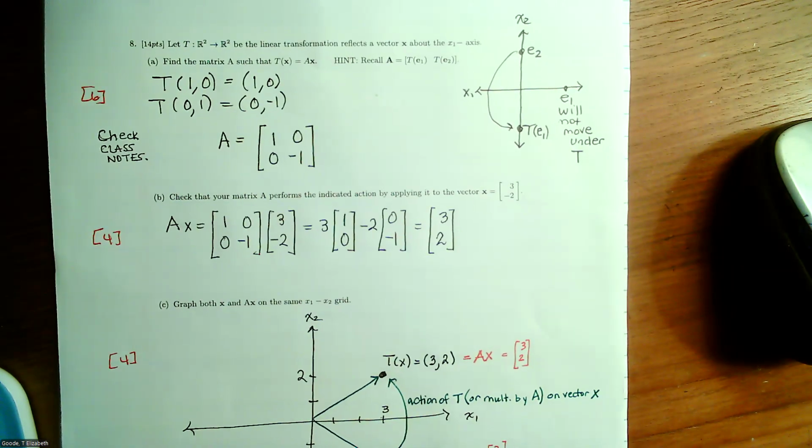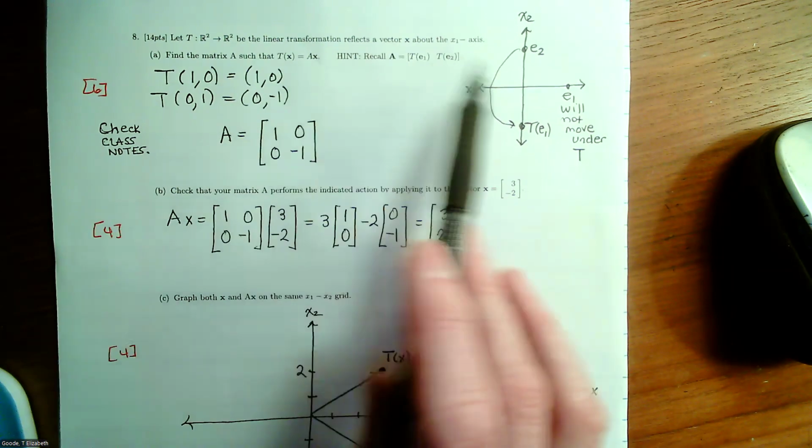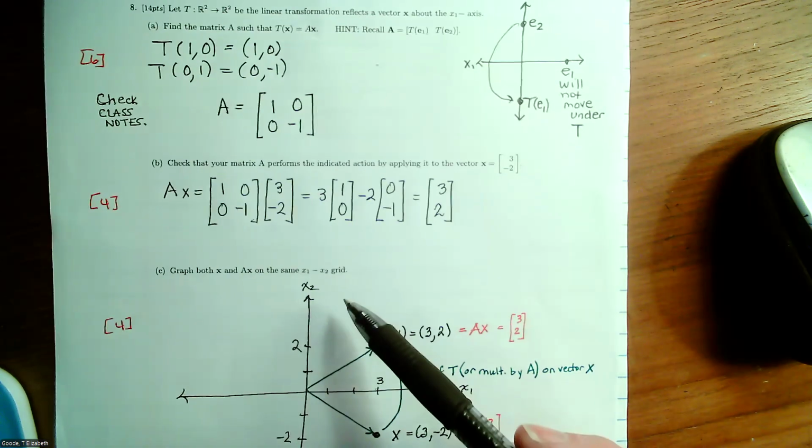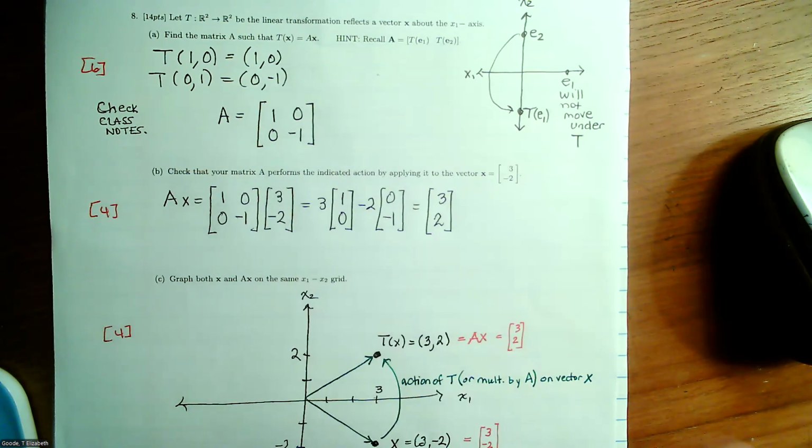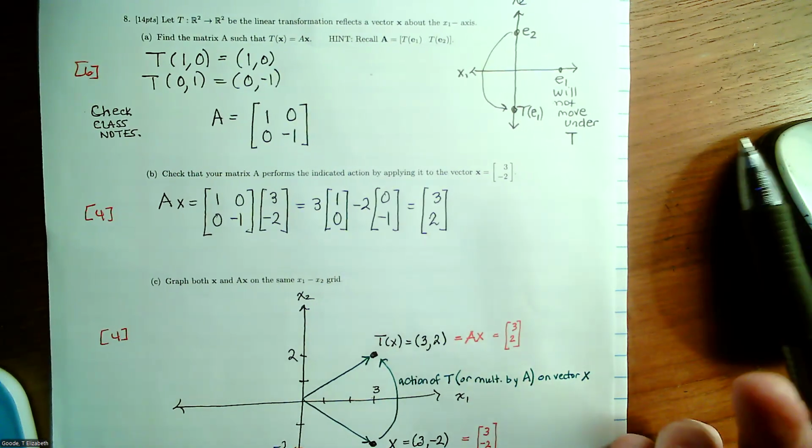I think there was a transformation, a reflection question, the last question. Yeah, maybe that one. Okay. I think I got it, but all right. Well, it's a linear transformation that just reflects the vector x about the x1 axis. This is the one that we did in class, the first one.